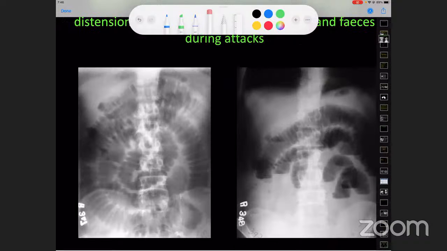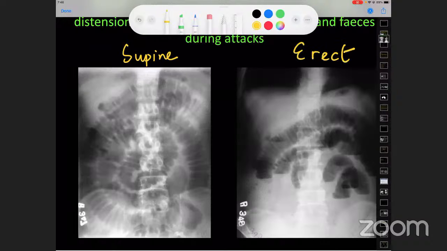The first X-ray is the supine X-ray, and the second is the erect X-ray. What is the difference between these two? The supine X-ray would not show any air fluid level. The erect X-ray, when the patient is standing, in a setting of small bowel obstruction shows multiple air fluid levels. In the supine X-ray, you can see the extent of the dilated small bowel, but you are not seeing any air fluid level inside. That's the basic difference.